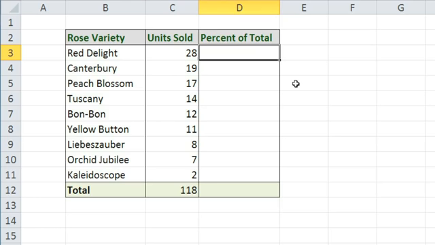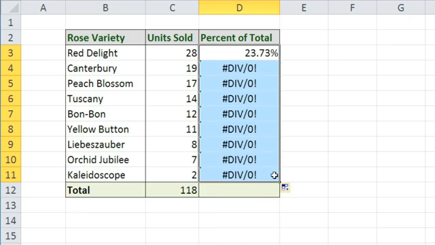Now there are other times where you don't want the cell reference to change. In this example, we have different varieties of roses, and we want to find the percent of the total sold for each type. So for Red Delight, we know that we sold 28 units, but what percentage of the total is that? We can find the percentage by dividing. I'll type the equal sign, then C3 divided by C12. Then I'll use the fill handle to copy this formula to all of these cells.